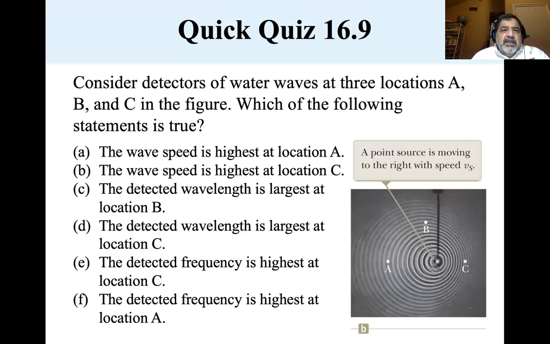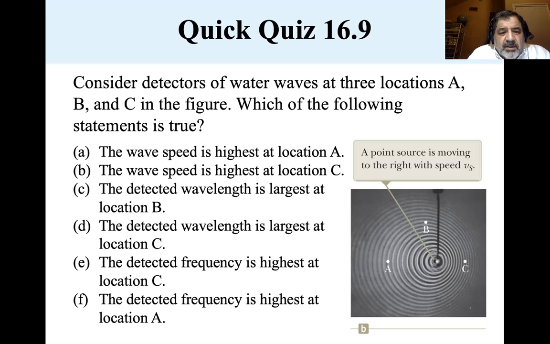If the source is moving and the observer is stationary, then Vo is equal to 0. Okay, so consider the detectors of water waves at three locations, A, B, and C in the figure. Which of the following statements is true? The wave speed is highest at location A. The wave speed is highest at location C. The detected wavelength is largest at location B. The detected wavelength is largest at location C. The detected frequency is highest at location C. The detected frequency is highest at location A.